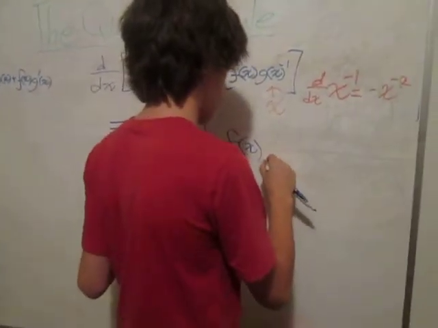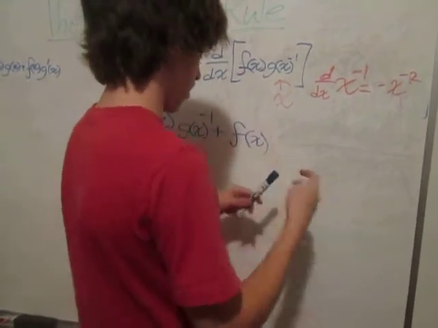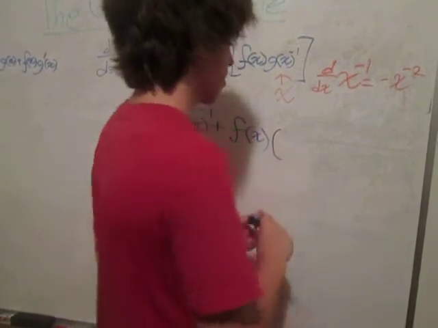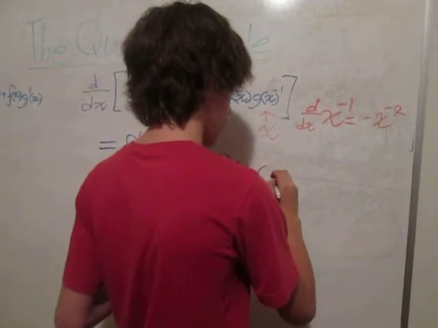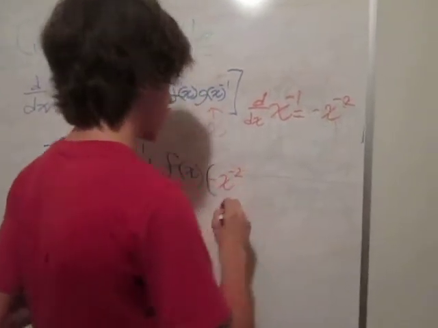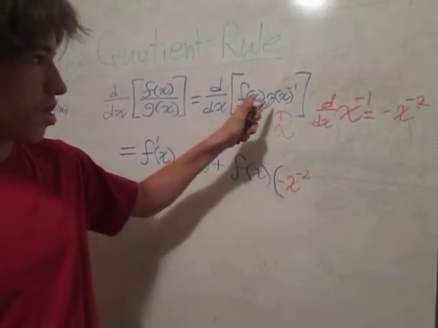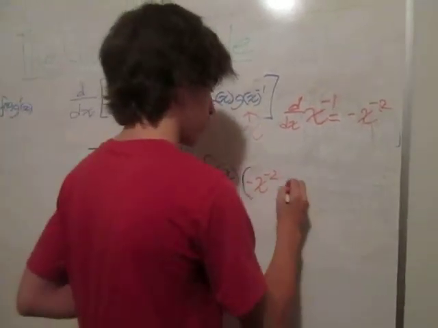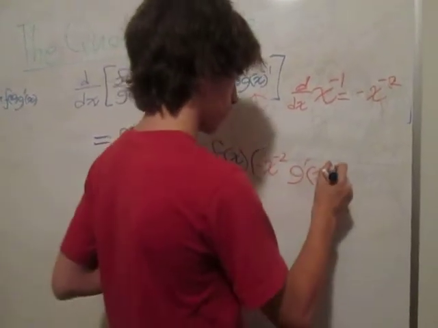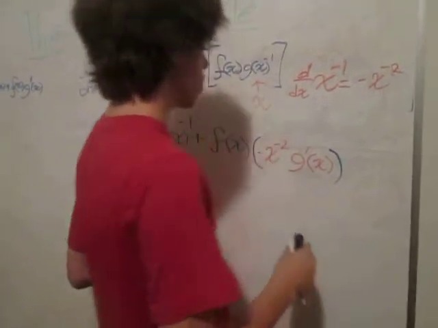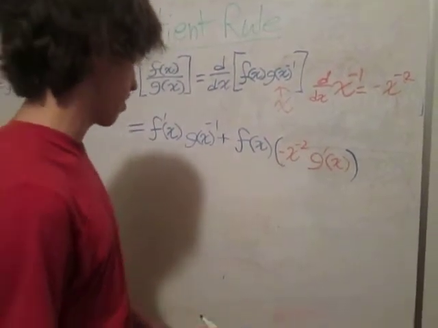So it's times, let's only keep the x's red. Times the derivative of this, which is what we're working out. Negative x to the negative second times the derivative of the inner function g of x with respect to x, which is g prime of x. Right? Alright, did I make any mistakes? Nope.